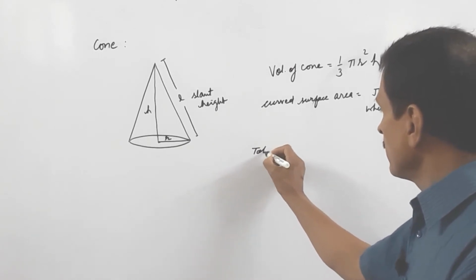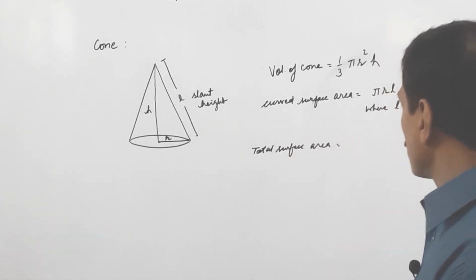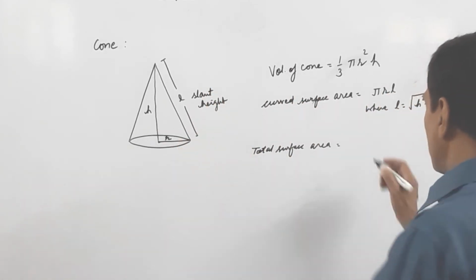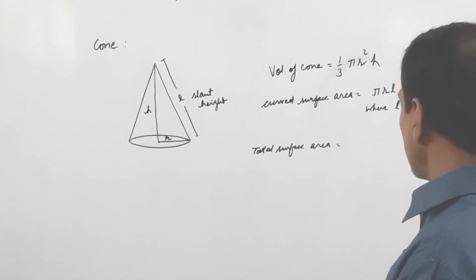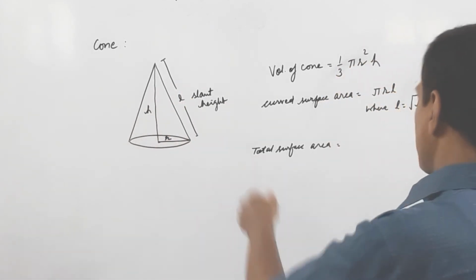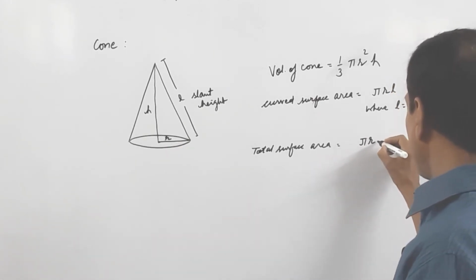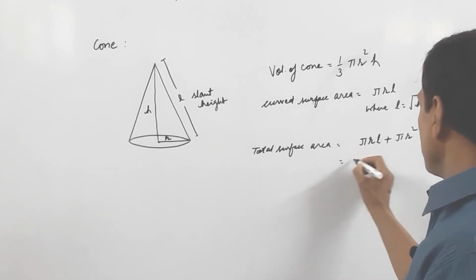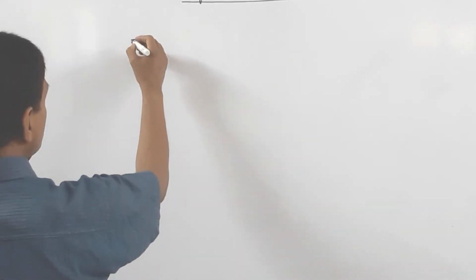Total surface area is equal to this pi r l, curved surface area, plus base area. So total surface area may be obtained by adding the curved surface area as well as the base area. Base is a circle, so curved surface area, that is pi r l plus pi r square, taking pi r common, pi r times l plus r. Next is sphere.